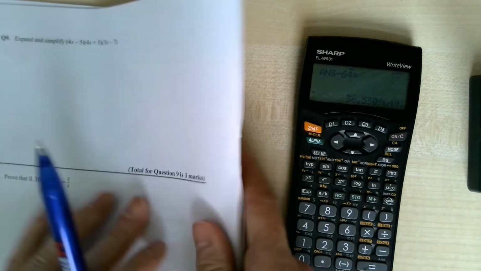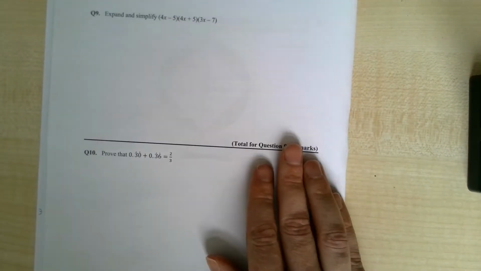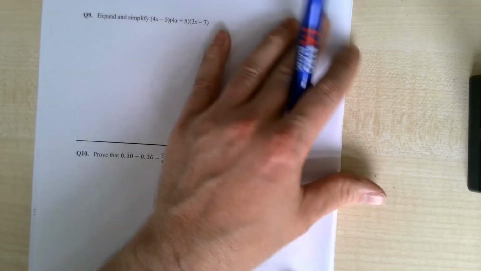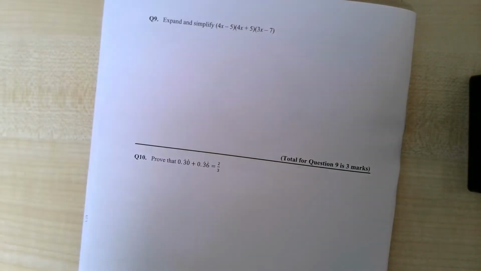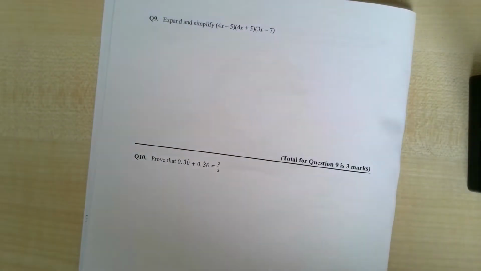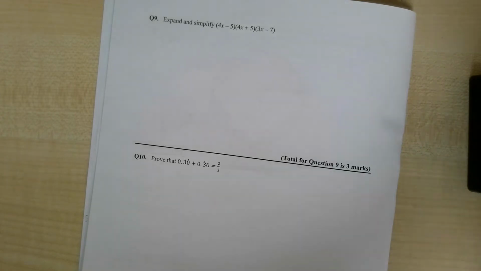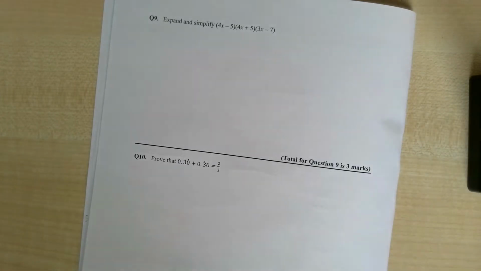Right, question 9, expanding triple brackets. Nothing confusing about this. We'll expand 2 brackets, whatever answer we get, we'll multiply all of that by the third bracket. It'll be messy, but the maths behind it is pretty straightforward once you take your time at it.